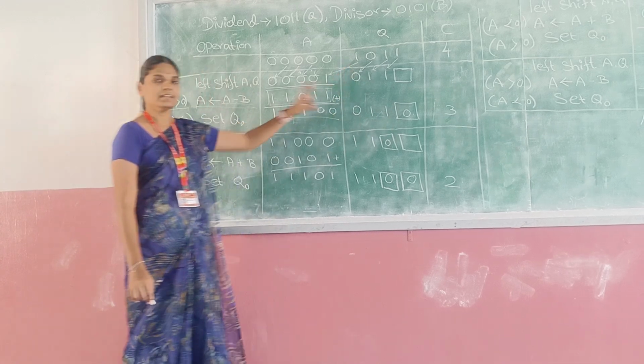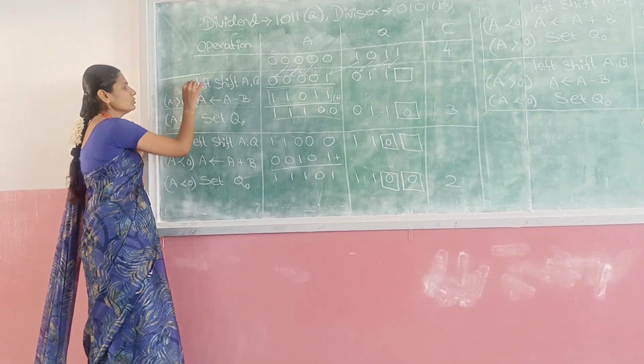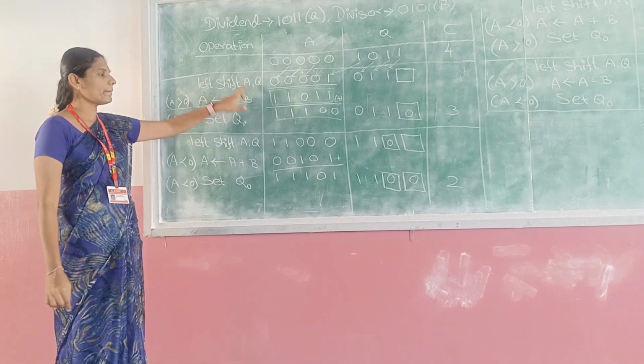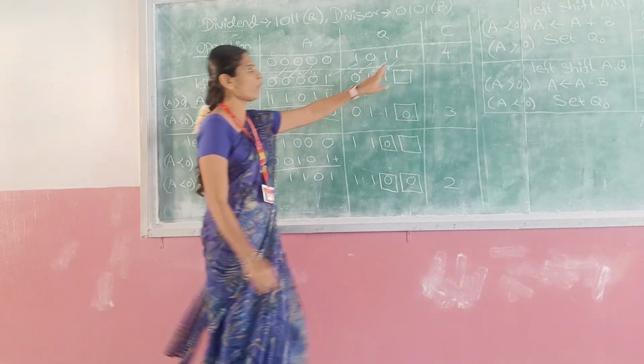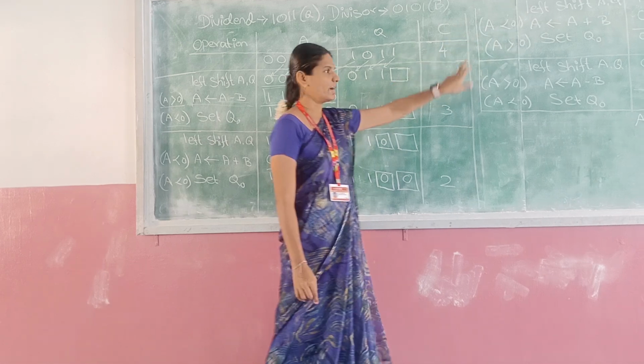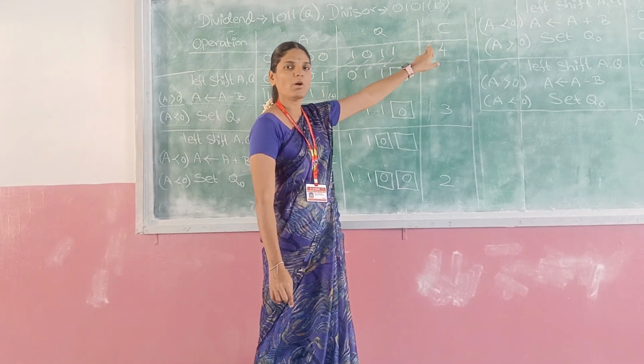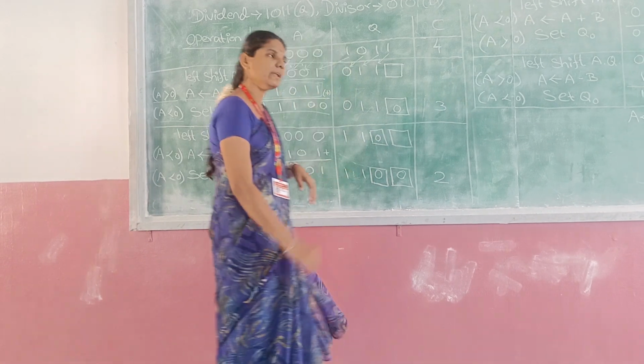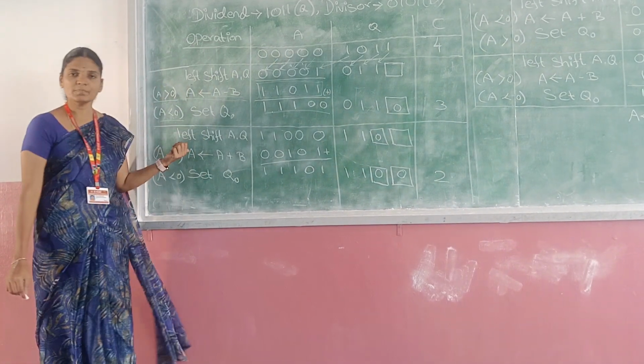After completing this one cycle, that is your step 2, step 3 and step 4 together is called one cycle, you have to perform your count minus 1 operation. Initially it is 4, 4 minus 1, now your count value is 3. Now one cycle has been completed and we are going to move on to our second cycle.